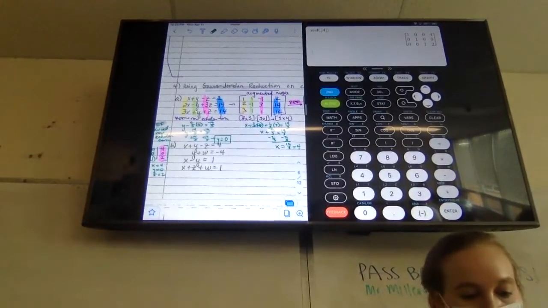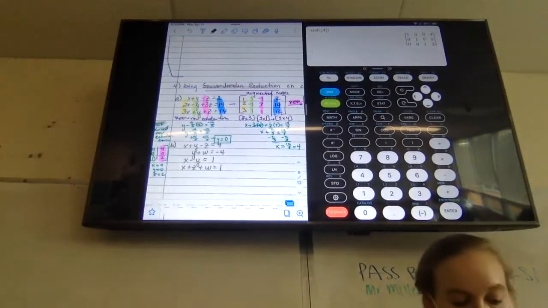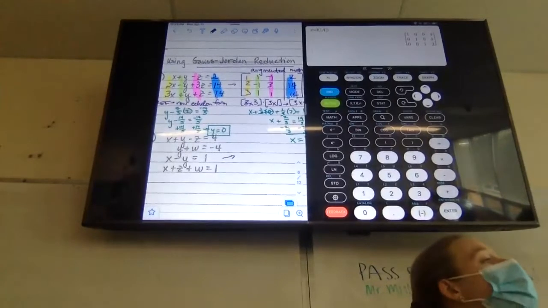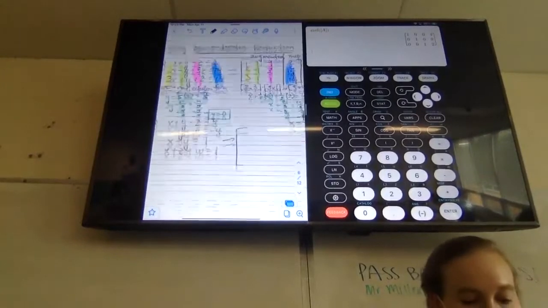All right, do you need help writing the matrix, or do you think you got it? This one is going to be a 5. No, we're going to call it 4 by 5. But why is it going to be a 4 by 5? Because there's an extra variable. Good, there's an extra variable. There's an extra equation.